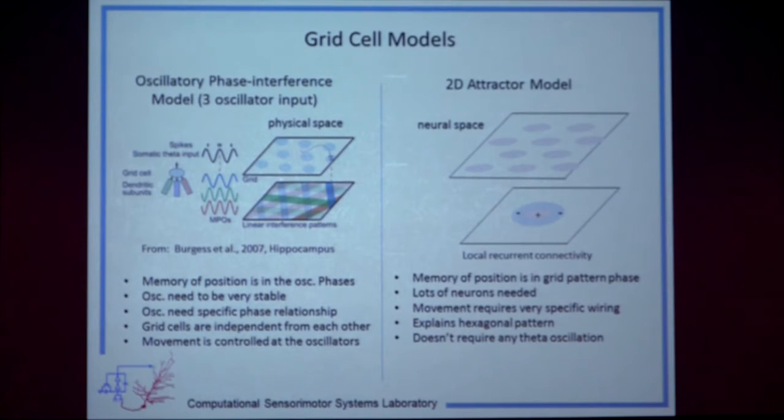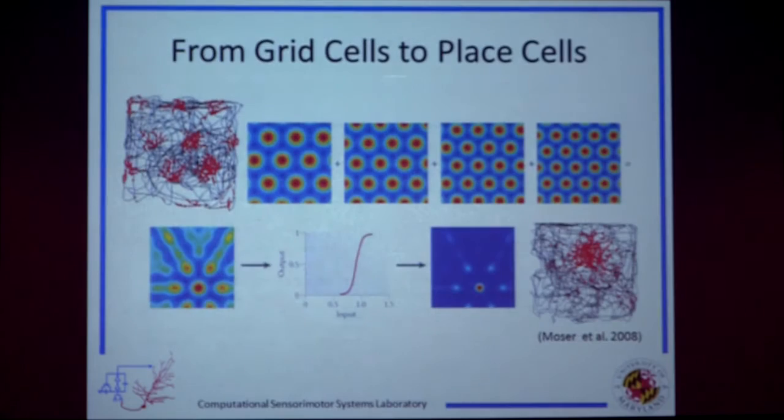The other interesting thing is that the memory is stored in the phases here, not in the grid pattern here. In this model, the memory of location is stored in the grid. And if I have to build lots of different spatial frequencies, I'm going to need a lot of hardware here. I'm not going to need quite as much over there. But it has other things.